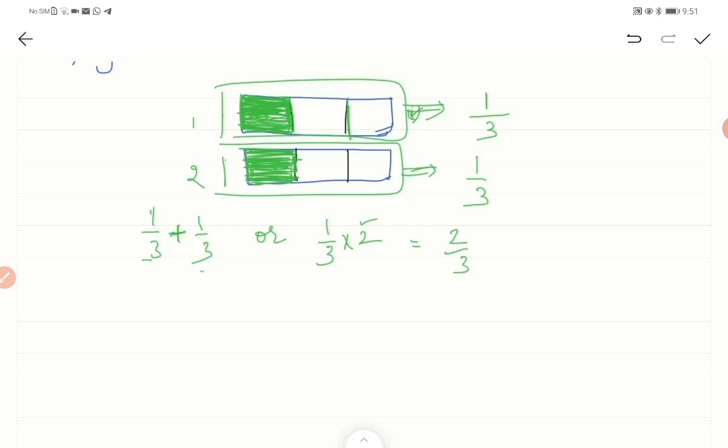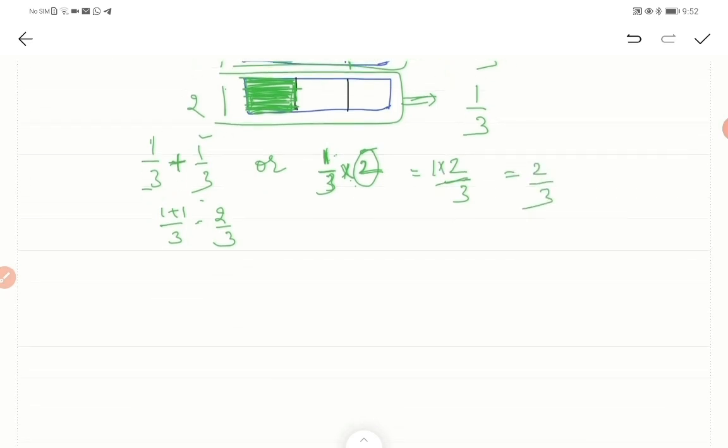Here also the denominators are equal. So 1 plus 1 divided by 3, so I will get 2 by 3. Isn't it? It's the same. So 1 by 3 plus 1 by 3 is the same as 1 by 3 into 2. So this 2 is what? A whole number. So when you multiply a whole number with a fraction, you multiply it with the numerator. 1 into 2 by 3. You will take this as 2 by 3.